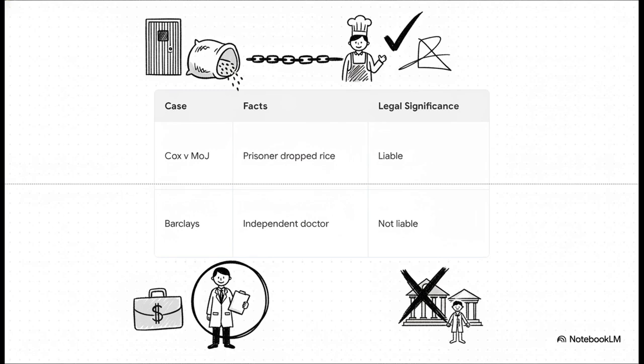Contrast that with the bottom row, the 2020 Barclays case. Barclays required job applicants to get medical exams from a Dr. Bates. He was totally self-employed, an independent contractor. When claimants later alleged he assaulted them, Barclays was found not liable. This perfectly illustrates the independent contractor defense. If the wrongdoer is genuinely independent, the employer gets to escape vicarious liability.